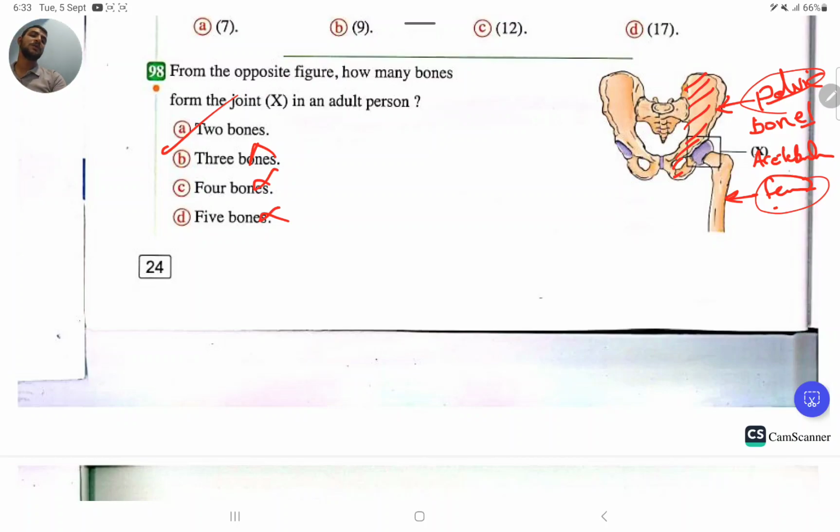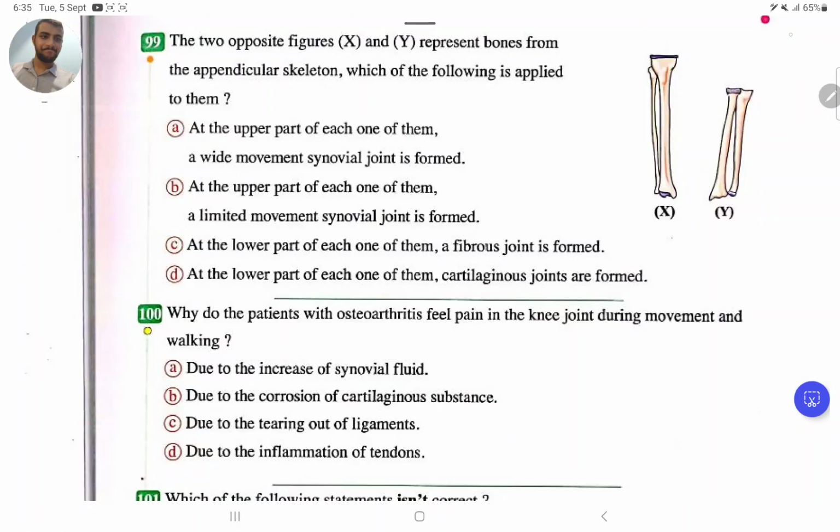The head of the femur bone is attached to it firmly, and from the upper region, the pelvic bone has a depression called the acetabulum, and the depression is one bone, because the pelvic bone has 3 parts: ilium, pubis and ischium, and all 3 parts are in one bone called the pelvic bone. So it's clear. Let's go to the next question.